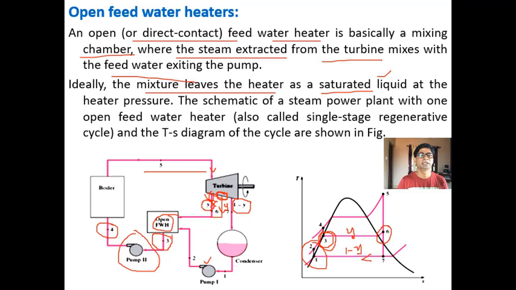The schematic of the power plant with one open feed water heater, also called a single regenerative cycle, and the TS diagram are as shown in the figure. This schematic of the steam power plant shows one open feed water heater, called a single stage regenerative cycle, and you can also see the TS diagram.